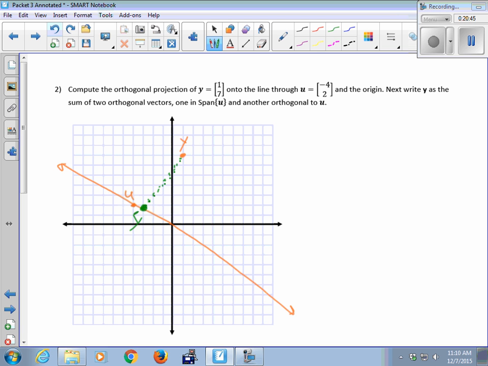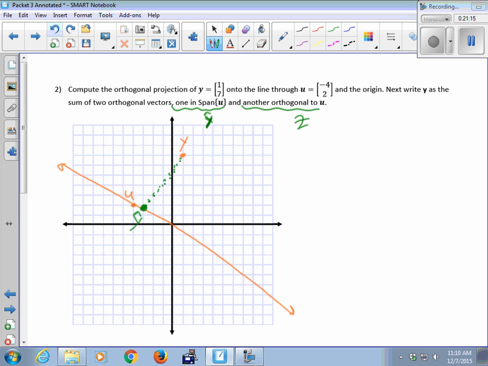That is y hat. That's what we're looking for. That's the orthogonal projection of y onto u. So this vector in the span of u, we call that y hat. And the other vector orthogonal to u, we call that z. So z is like the new y-axis. It's the vector perpendicular to the new x-axis and through the origin.